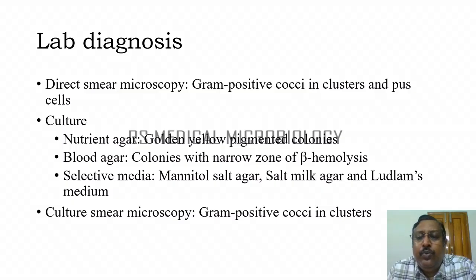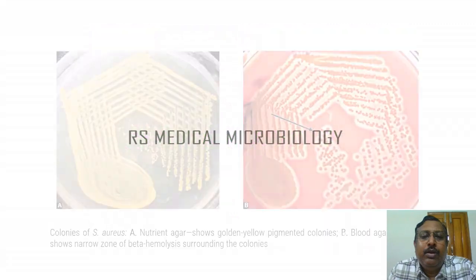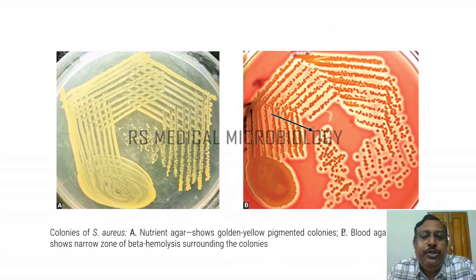which will again show gram-positive cocci, which somewhat look like this. So this is your golden yellow colonies on your left side, and on the right side you see the beta hemolytic colonies on blood agar.